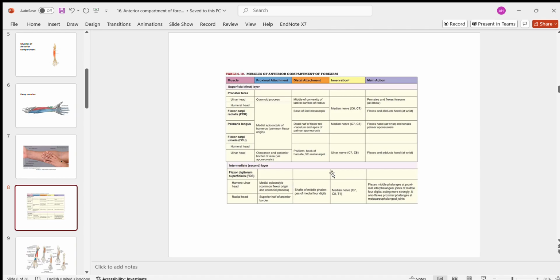Now, regarding the attachments of these muscles, the pronator teres has two heads, the ulnar head and the radial head. They originate from the coronoid process and are inserted into the lateral surface of radius.